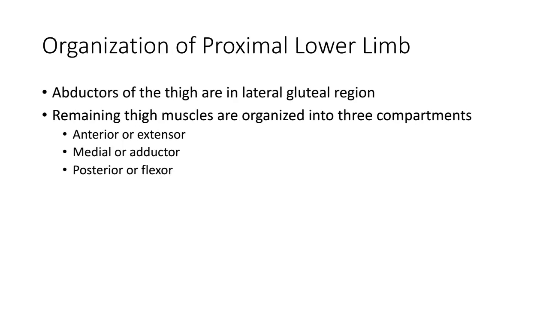So now we're going to start to look at the muscles of the proximal lower limb, which is the thigh area. Abductors of the thigh are in the lateral gluteal region, and the remaining thigh muscles are organized into three compartments: anterior or extensor, medial or adductor, and posterior or flexor.